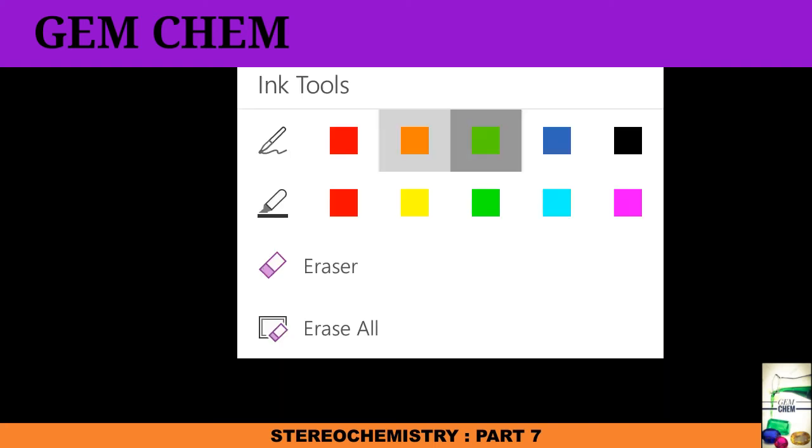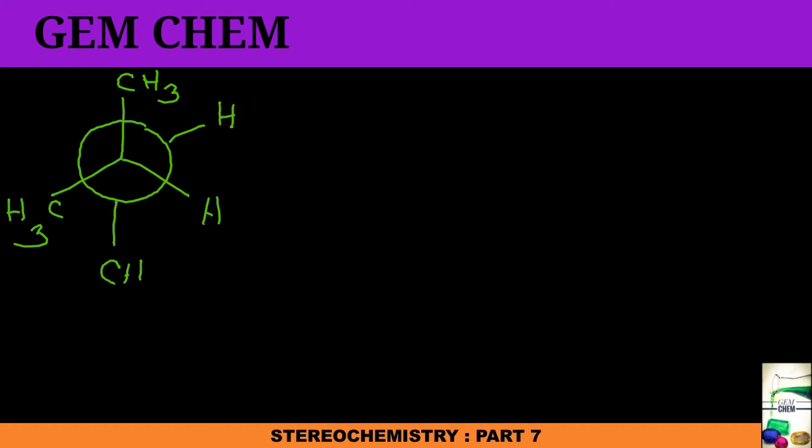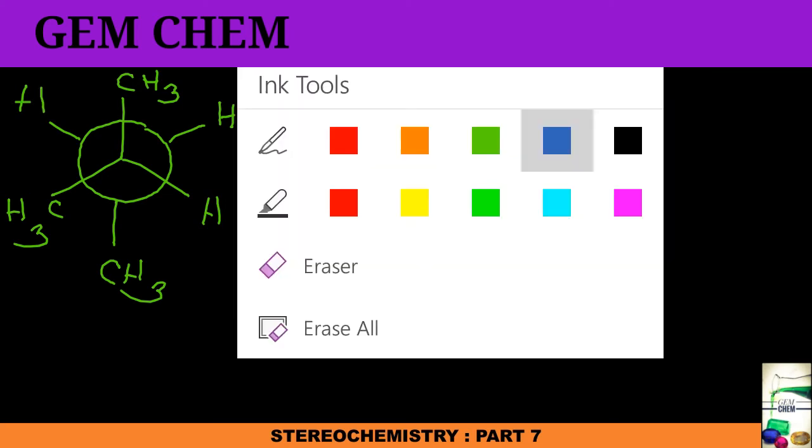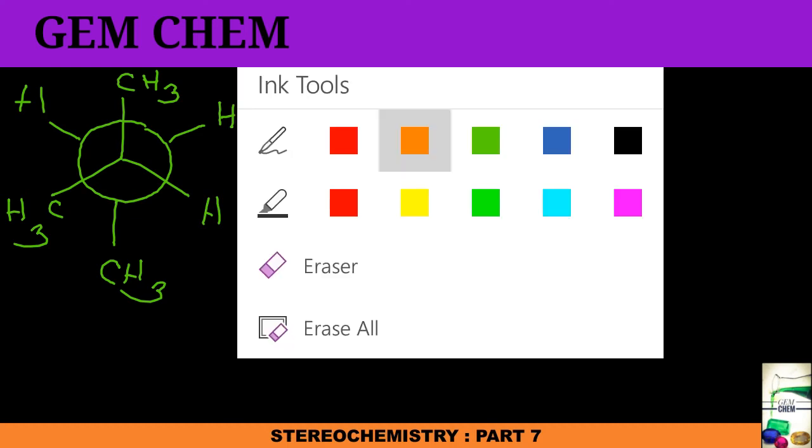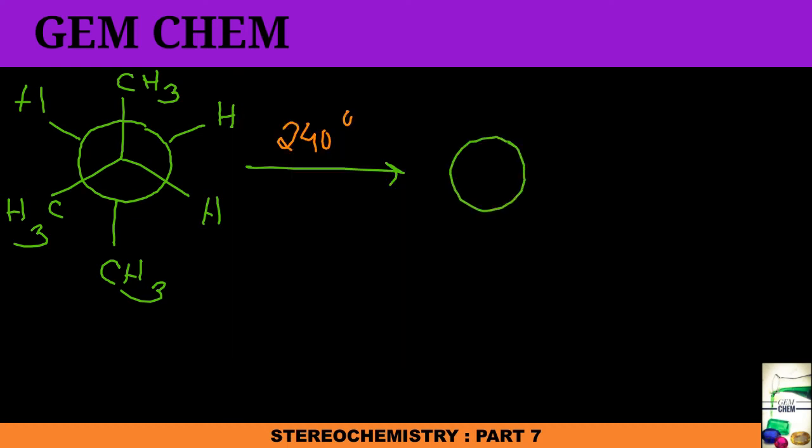Here is CH3, CH3, hydrogen, here we have right now a hydrogen, here we have CH3 and here we have hydrogen. Now we try to rotate it by another 60 degree. So we get a total angle of 240 degree, right? And it looks like this.